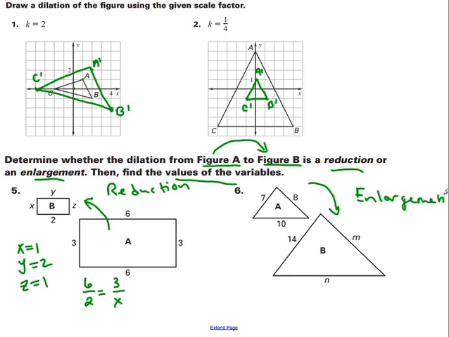When we look at our variables, we find two that do match, corresponding sides that do match. So that's from 7 to 14. So it looks like we're doubling. So that means n is going to equal 20. It was 10, now it's 20. This is 8. This is now going to be 16.